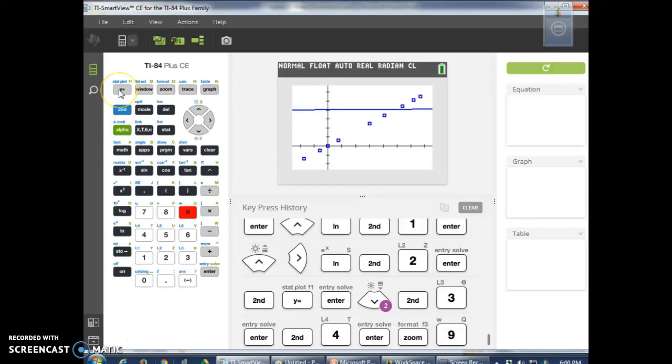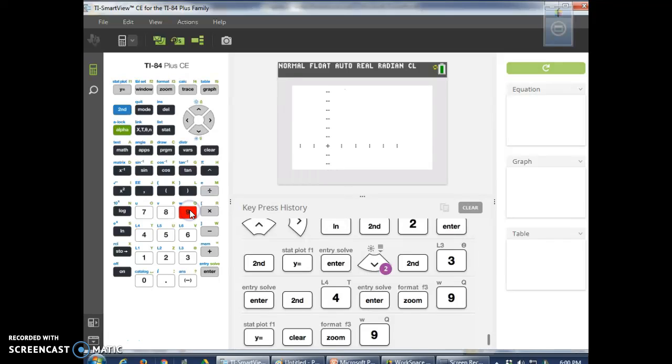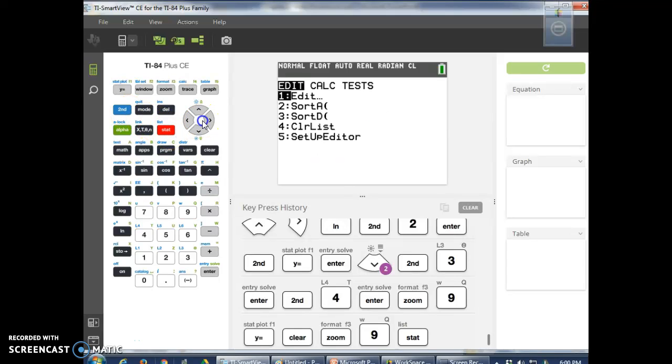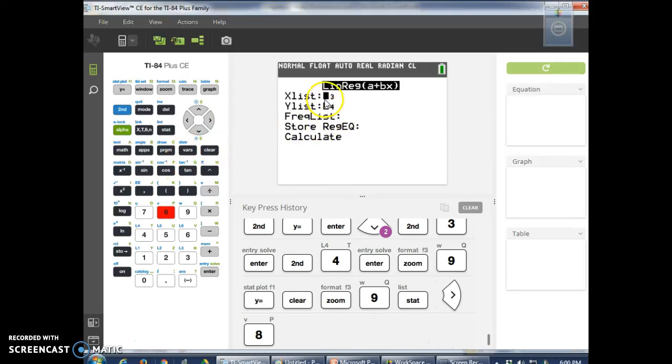Okay, and I evidently have some sort of equation in here, so let me get rid of that. So zoom 9. And it's definitely more linear, so that's what I wanted to accomplish there. And so the next thing I'm going to do is run the regression. So it will be stat, calc, option 8. And again, I want to make sure I do list 3 and list 4.